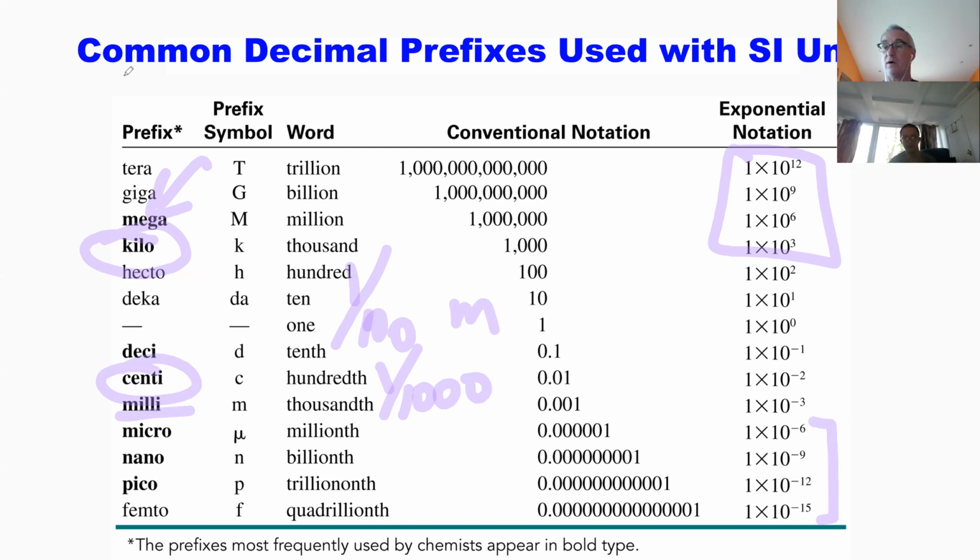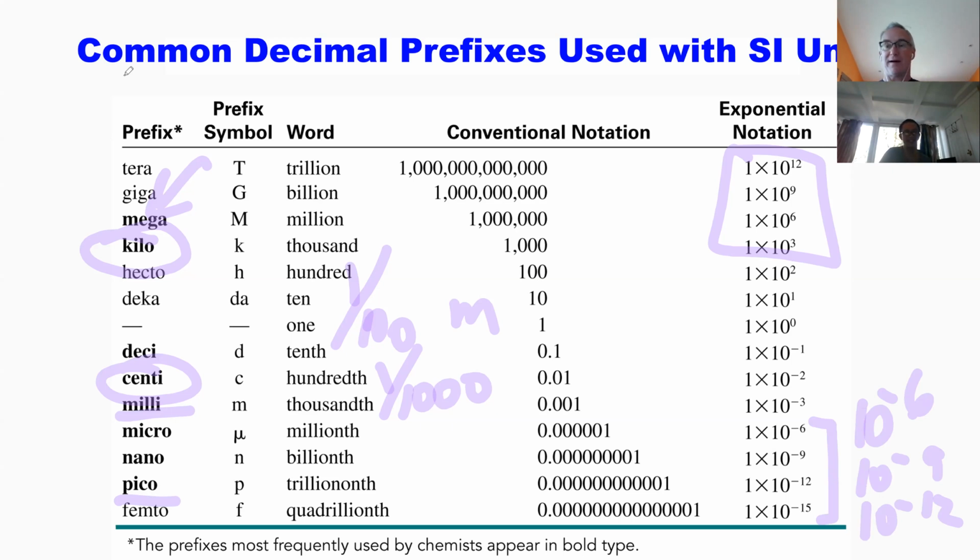Once we get even smaller, we start jumping by 10 to the -3, or dividing things by 1,000. So we can get down to really, really small numbers. Micro is 10 to the -6 or 1/millionth. Nano, 10 to the -9 or 1/billionth. Pico, and when you start dealing with pico, you're dealing with really small amounts. That's 1/trillionth or 10 to the -12. Femto, -15, so that's quadrillionth.